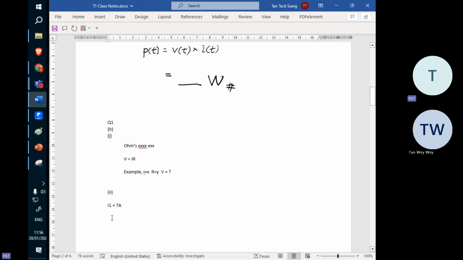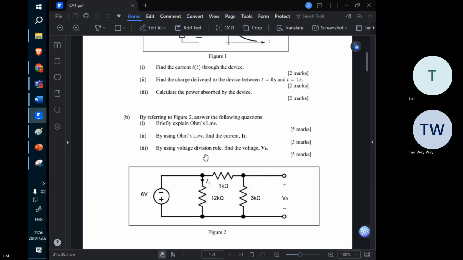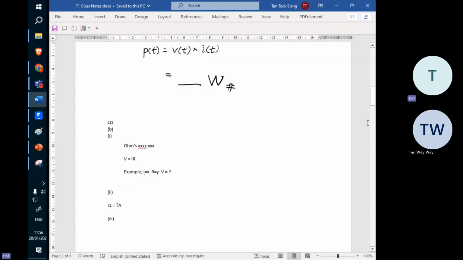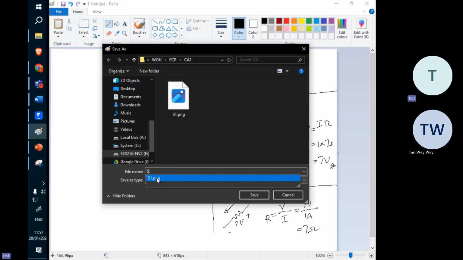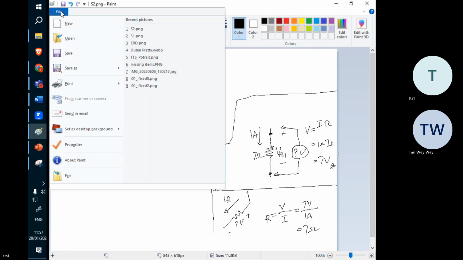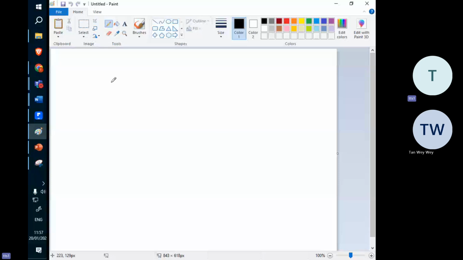Right, now let's do part 3. Using the voltage division rule, find the voltage V out. VO actually refers to V out, not V0, V out. I think this is a small mistake. Okay, let me tell you what the voltage division is. Let me give you some example. Okay, voltage division.